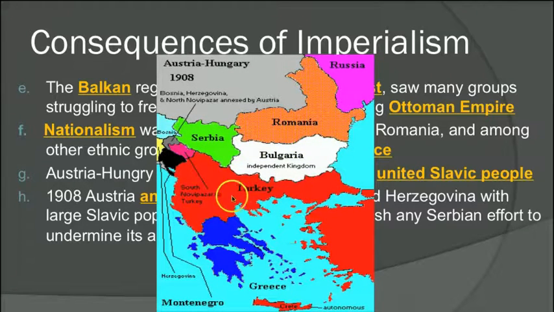So here's kind of what we're talking about. Here's 1908. You've got Austria-Hungary, their empire here. Down here you've got Bosnia and Herzegovina. It was annexed by Austria, and here's little Serbia right in the middle. Serbia wants their own country. They want their own land. They want to rule themselves. But Austria-Hungary is not really wanting any of this to happen in this part of the world.